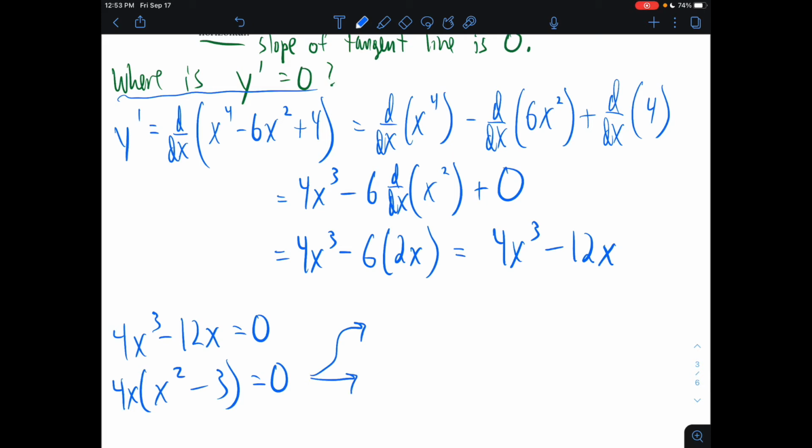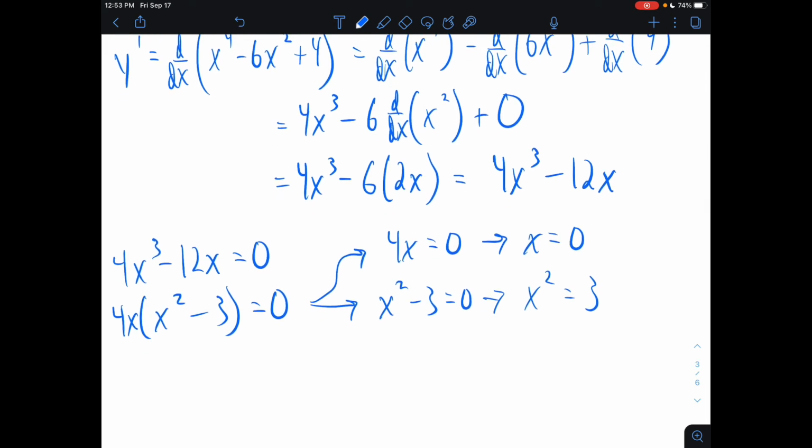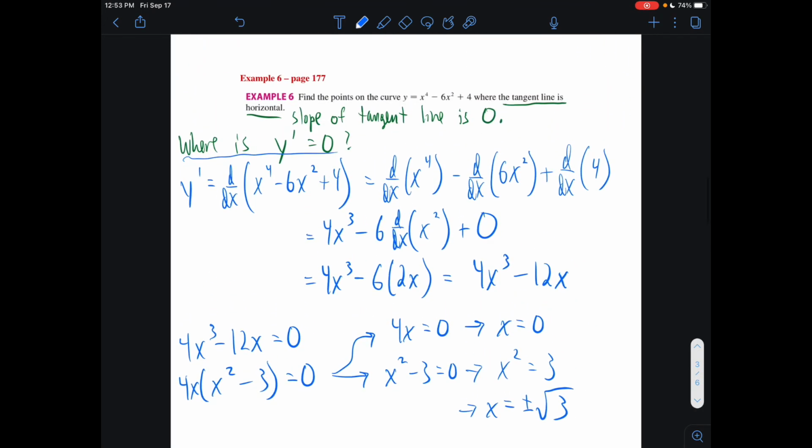So I set my factors equal to 0, 4x equals 0. That tells me that x is equal to 0. And then x squared minus 3 equals 0. That tells me that x squared is equal to 3, which tells me that x is equal to plus or minus, sorry, plus or minus square root of 3. So that gives us the locations. The tangent line is horizontal when x is equal to negative square root of 3, 0, and positive square root of 3.